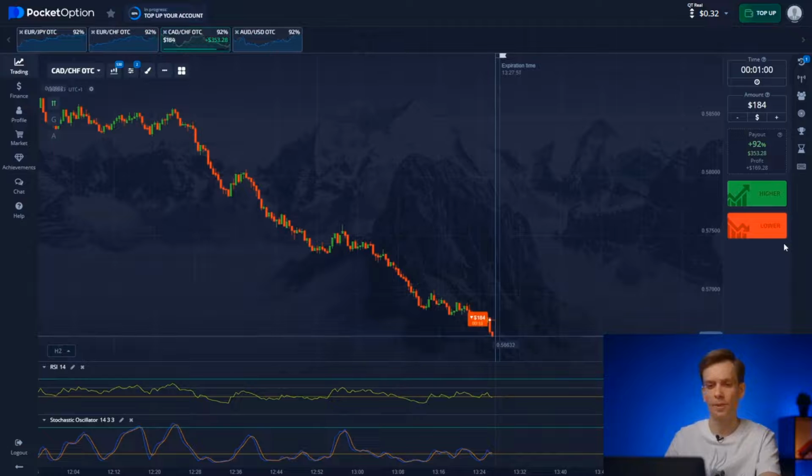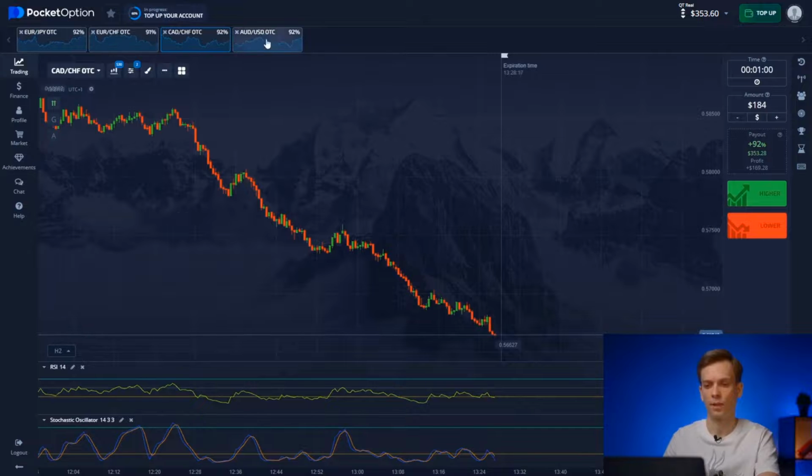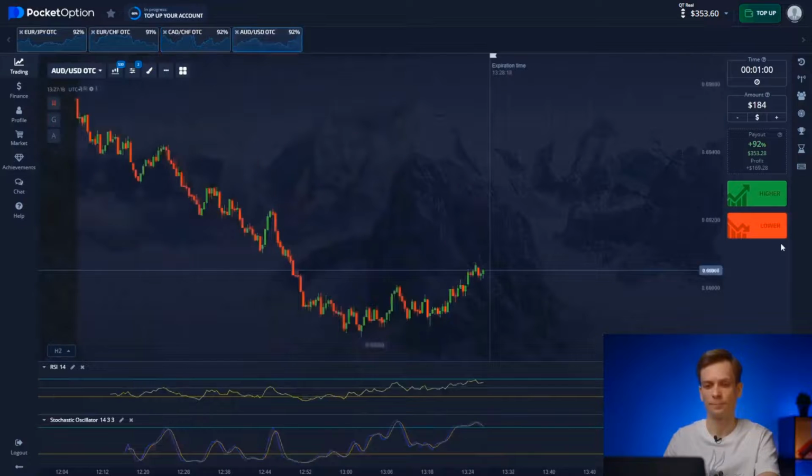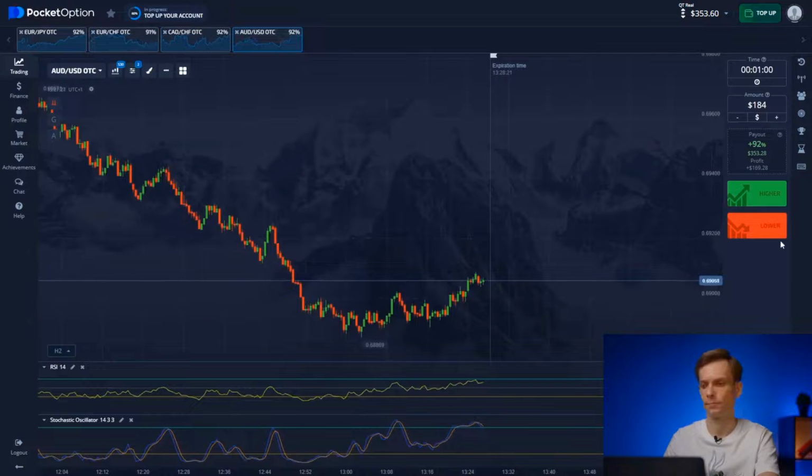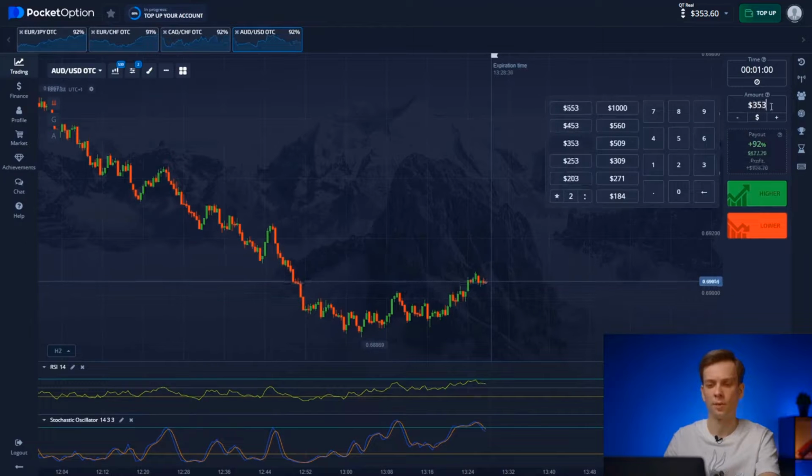So, if everything goes as expected, I will get $353 because the profitability of this currency pair is 92%. Yes, got it. Moving on to the next pair now. The Australian dollar, the US dollar. I'm putting in 353 here.